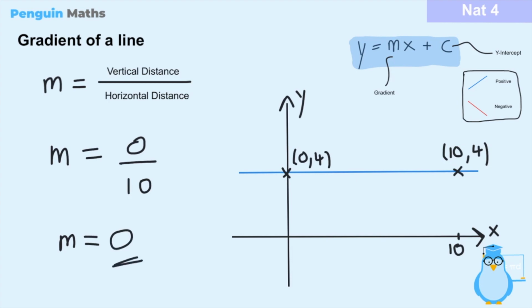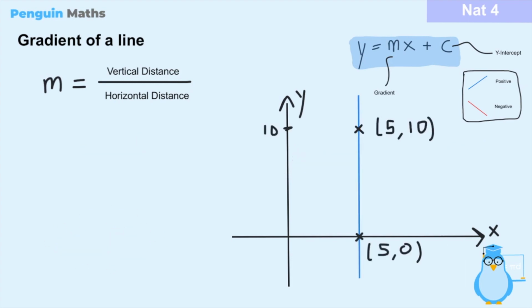So if we have a line that is parallel with the x-axis, just like this one is here, then the gradient is always 0. So now what if we want to calculate the gradient of a line like this? Well, again, we can do the same process of calculating the vertical distance and the horizontal distance between 2 points.